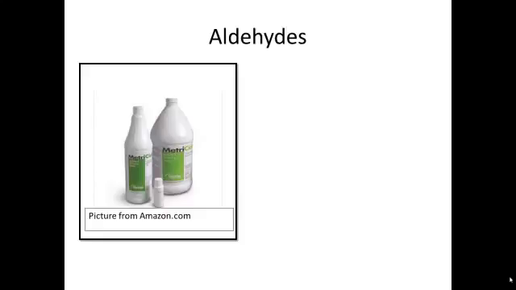Glutaraldehyde is generally what we use. Formaldehyde is also used. Those are your aldehydes. They work by cross-linking, and they have a little higher toxicity. They recommend that you use them in well-ventilated areas because you really don't want to cross-link your lungs.